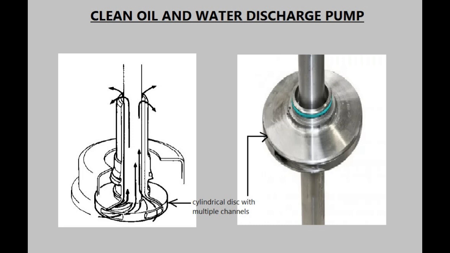These channels follow a curved path from the outer rim of the disc to a central drain pipe. The centripetal pump's outer rim dips into the rotating liquid. The channels guide the liquid into the central drain pipe. Kinetic energy of the liquid is converted into pressure energy.